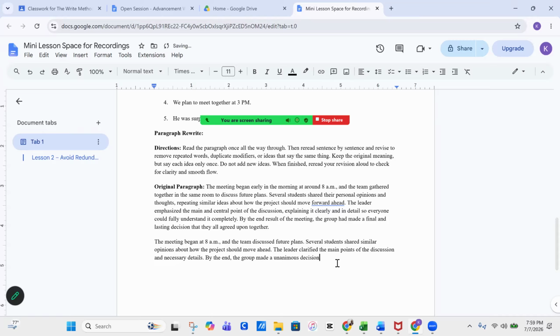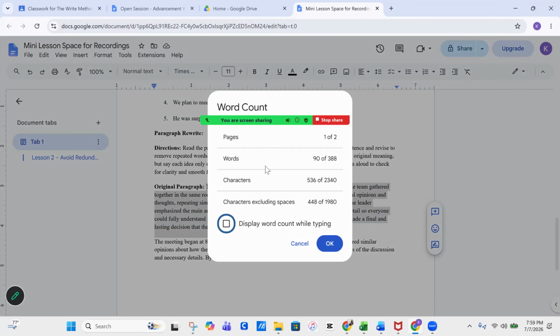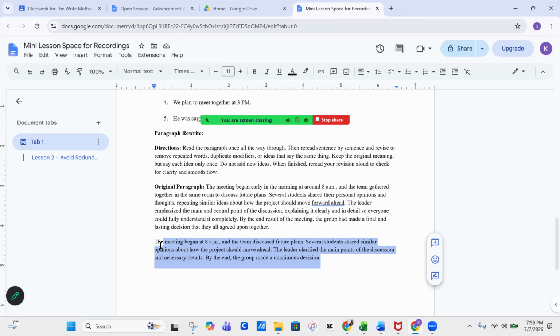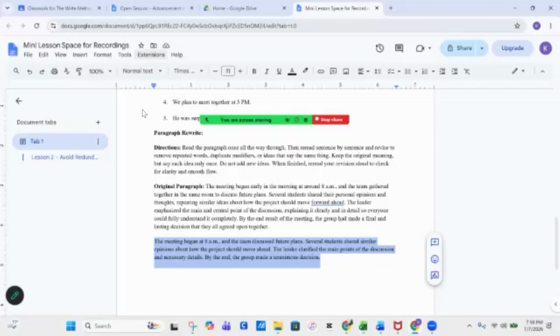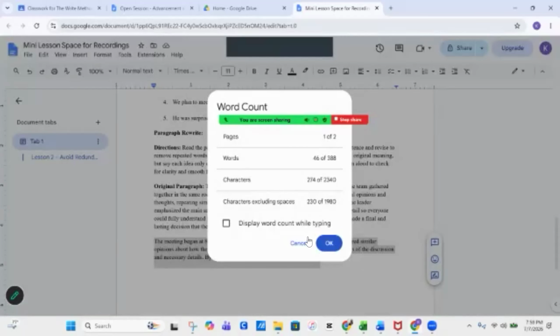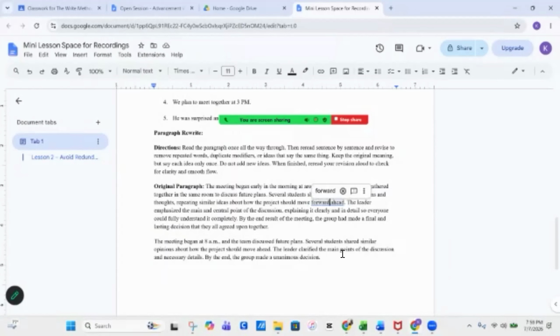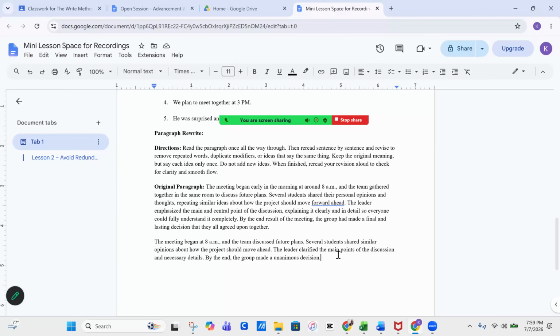Ta-da. That's it, folks. We're going to do a word count here and I'll be finished. So look at your word count here. 90 words is what we started with. We ended up with 46. We lost half of this. And that is how you write more concisely.